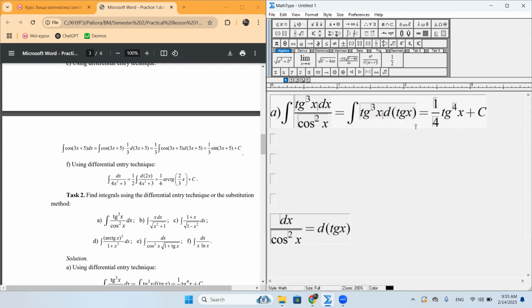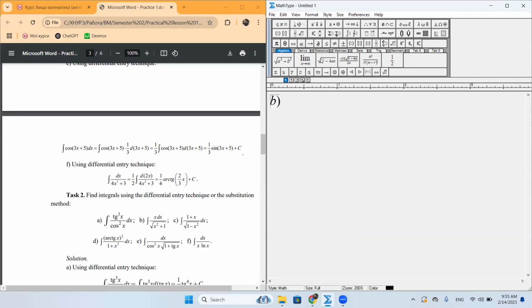Okay, so let's move next. Part B. So we have the following integral. What can be moved under the differential here? So how to solve? Your suggestions?